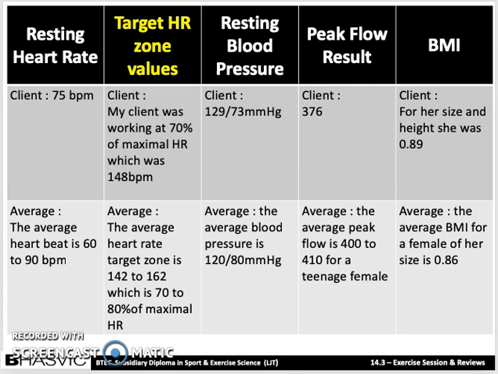Resting blood pressure. My client's resting blood pressure was 129/73. The average blood pressure is 120/80, showing that my client has an average blood pressure. Peak flow results. My client's peak flow result was 376. The average peak flow result is 400 to 410 for a teenage female. This shows that she's slightly below average.